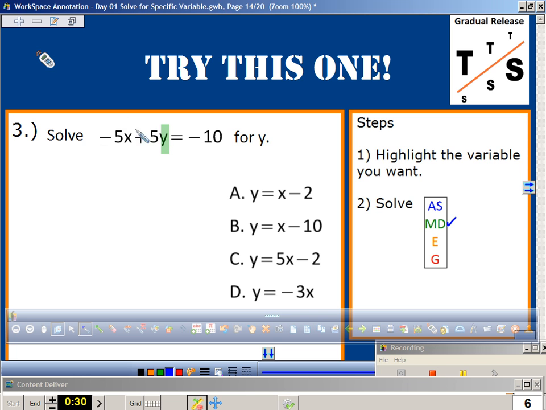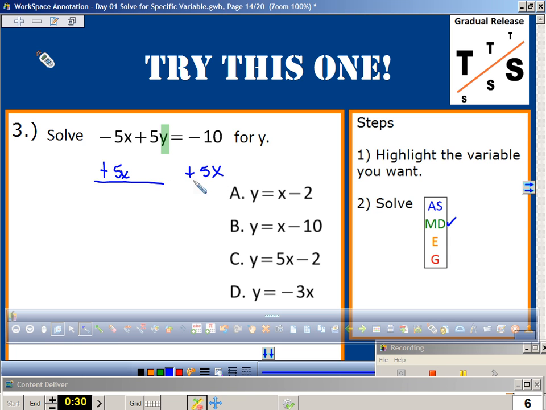Figure out what else is over here. What's the bond between 5x and 5y? How are they joined together? Addition. By addition. How do I undo addition? Okay, but this is actually negative 5x, so how do I undo negative? I add 5x's to both sides.